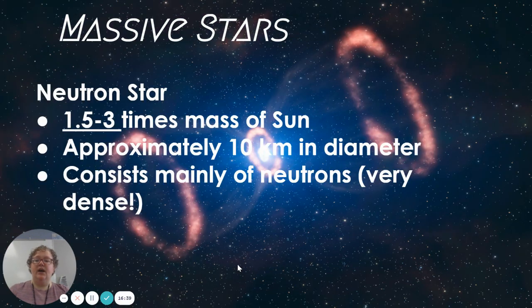So a neutron star, remember, that's the smaller of the massive stars, right? When that neutron star condenses and collapses, it's going to be about 1.5 to 3 times the mass of our sun. So still larger than our sun, but much smaller than it originally was. About 10 kilometers in diameter, and it consists mainly of neutrons. So it's very, very dense. It's all the mass of our sun, but in that 10-kilometer diameter. So very, very dense, tightly packed neutrons.